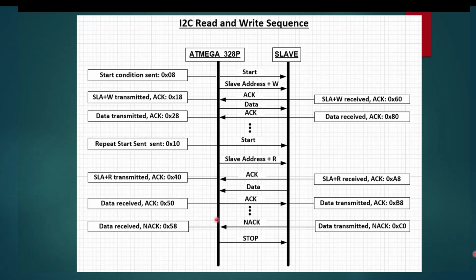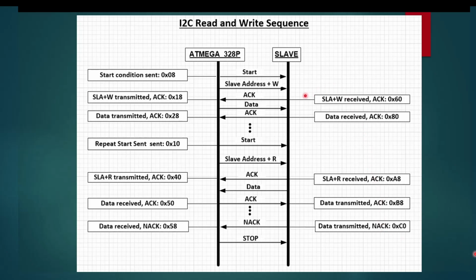Now it's going to do that till it gets a code 58. A code 58 means that data has been received but with no acknowledgement, which means that's the last piece of data it's going to get. So the master will go and get this data, not acknowledge it, and then send the command to stop, which is going to release the bus.